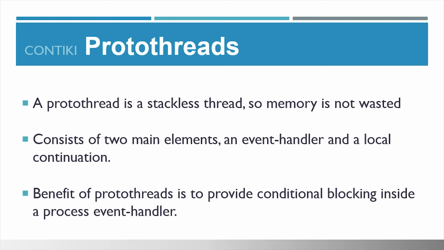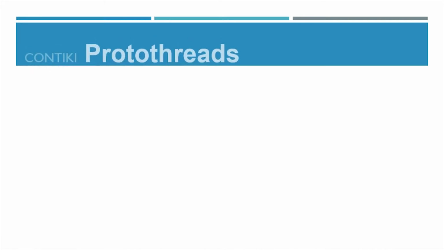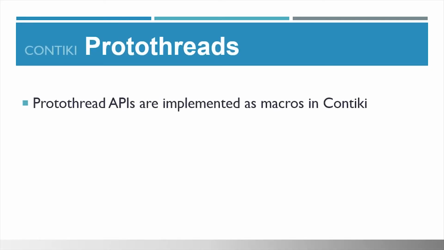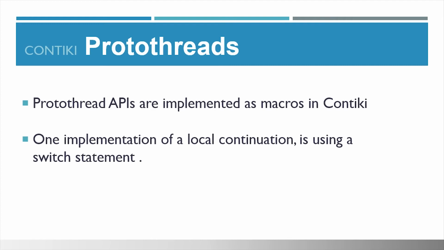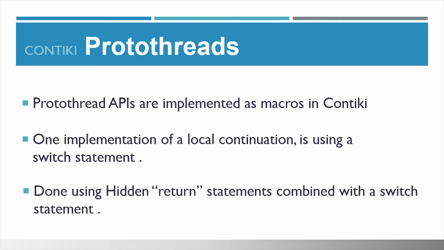More on protothreads. Protothread APIs are implemented as macros within Contiki. These macros, when expanded, actually expose the implementation of protothreads, especially the inner workings of the local continuation. And this is something that we will look at as we look into the code. In a particular implementation of a local continuation, a switch statement, in combination with the associated cases, saves and restores the context of the thread. Hidden return statements combined with a switch statement are used to provide an illusion of blocking at the application level.